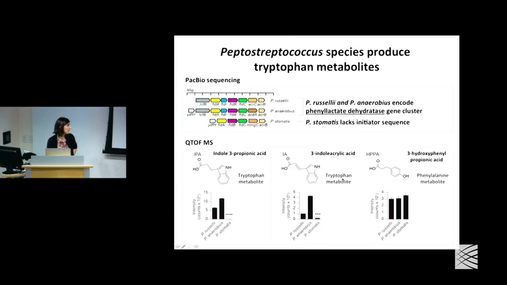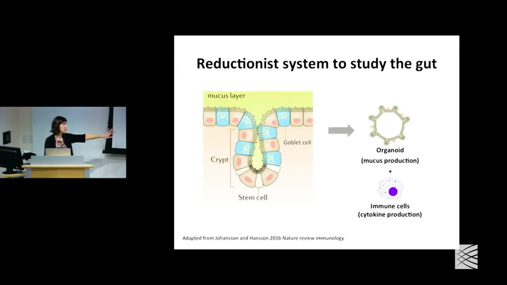And a third metabolite that's a phenylalanine metabolite, which should not be affected by this cluster, was produced by all three strains. And so now we wanted to see, what are these molecules doing? And we set up a system that's kind of a reductionist version of the gut.